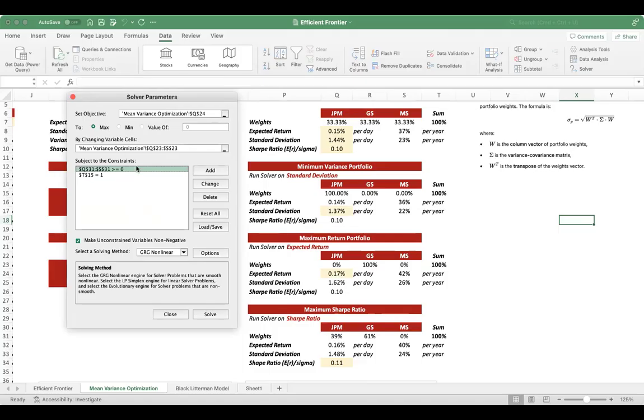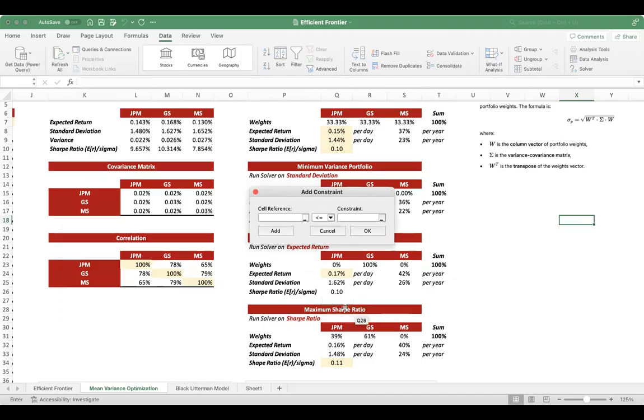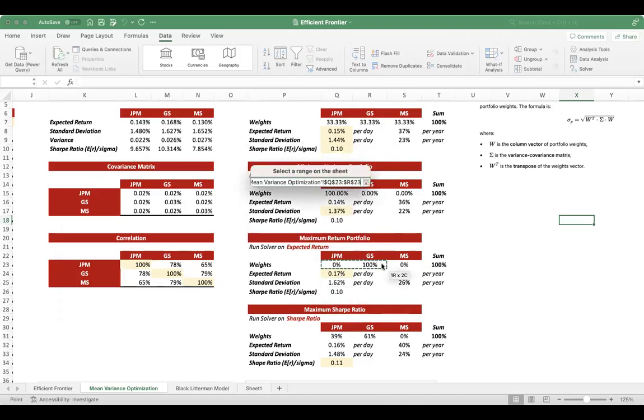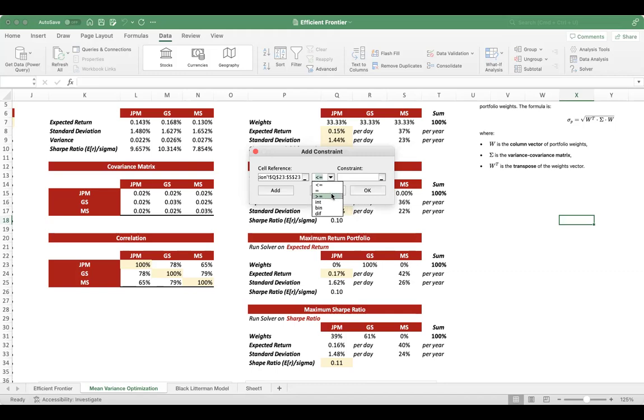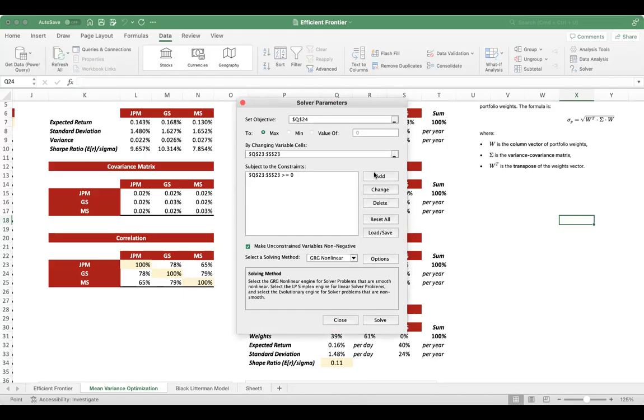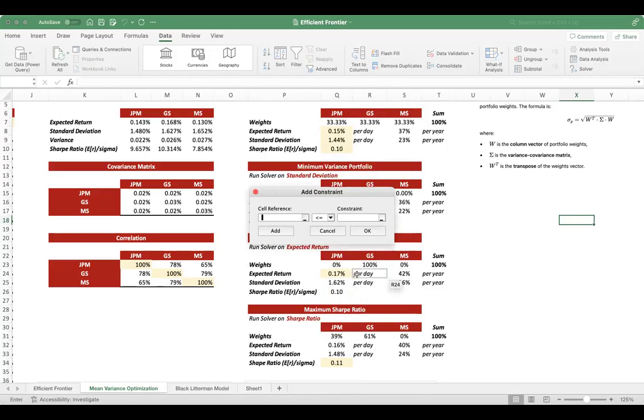Okay, so what I'll do is, okay, let me delete all of this. Let me also tell you how to add constraints. So I'll click add, okay, and I'll basically say all this should be greater than or equal to 0, and I'll add one more constraint that the sum of all the three weights should be equal to 1. So I've added the constraints.